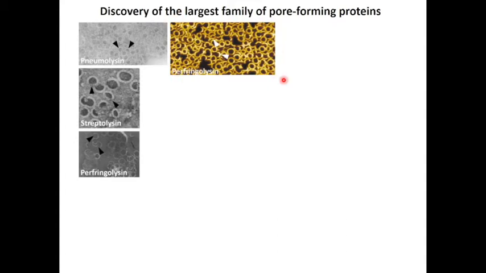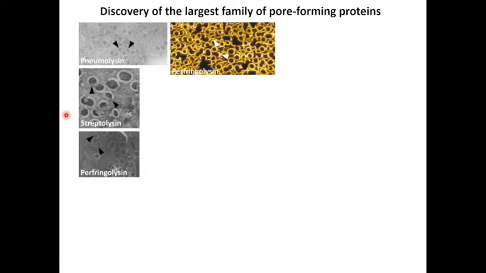So you've got this atomic force microscopy image and these electron microscopy images of examples of pores formed by some bacterial toxins, some bacterial pore-forming proteins or pore-forming toxins. Those toxins were discovered by people knowing of organisms which were causing disease, such as Streptococcus pneumoniae, or the pneumococcus, which produces pneumolysin, or Streptococcus pyogenes, which produces streptolysin, or Clostridium perfringens, one of the causes of gangrene, which produces perfringolysin.